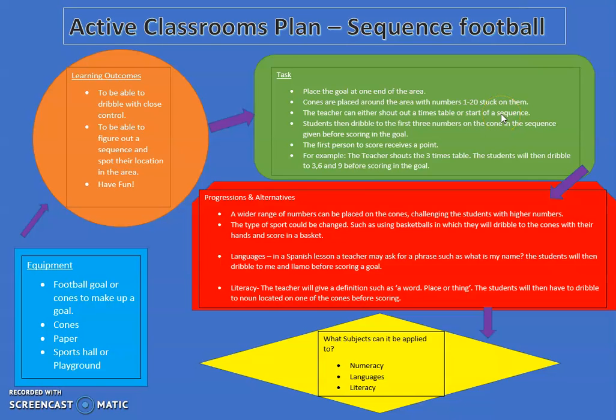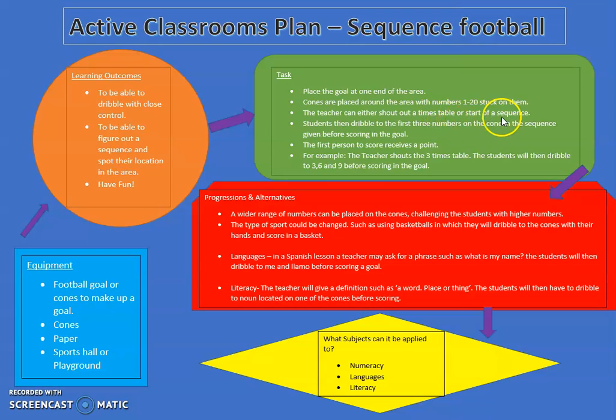The student will then have to dribble to. I might shout the 3 times table, so the students will then have to dribble to the first 3 numbers. So obviously they'll dribble to 3 first, then 6 and 9. They can't do it in any order. It has to be the specific order you tell them.